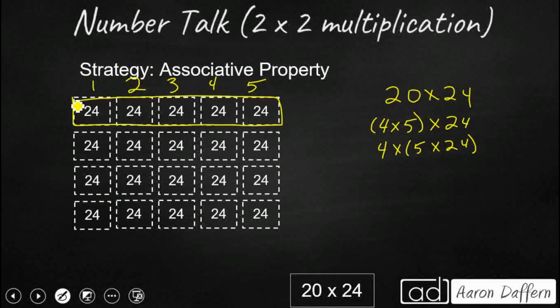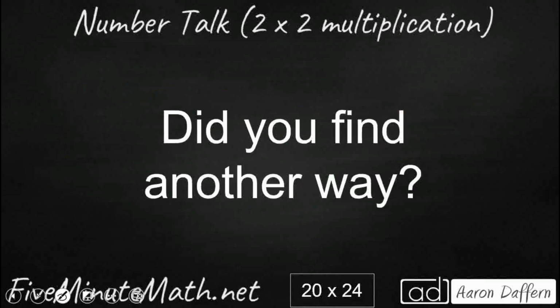So if I look at my 5 groups of 24, 5 times 20 is 100. 5 times 4 is 20. So I've got 120 again. And then I've got my 4 groups of 5 groups of 24. So I'm skip counting by 120 once again. And I'm going to get back up here to 360, 480. So those are just a few of the ways that I found that I could solve 20 times 24.